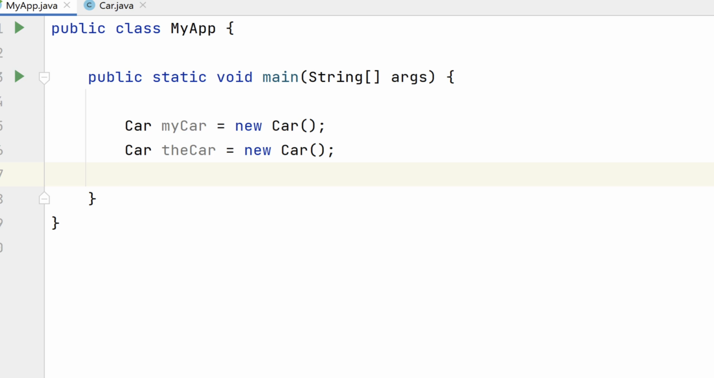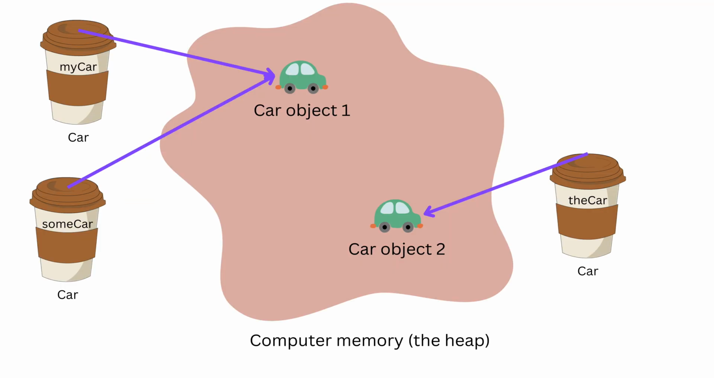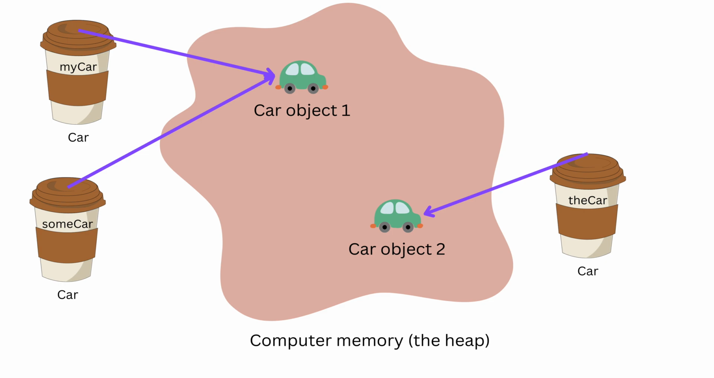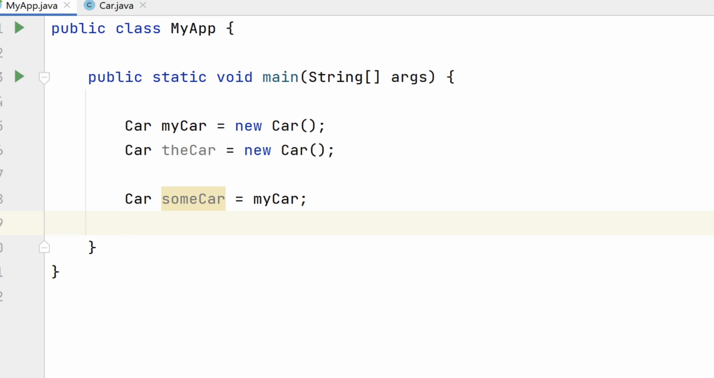Should we need to, we can create new Car reference variables and assign them to already existing objects like this. Car someCar = myCar. Now both the reference variables someCar and myCar refer to the same Car object in our diagram, Car object 1. In this diagram, we have 3 references, but only 2 objects. We may decide that we want to change the object a variable references. We can do that by assigning one reference to another like this.